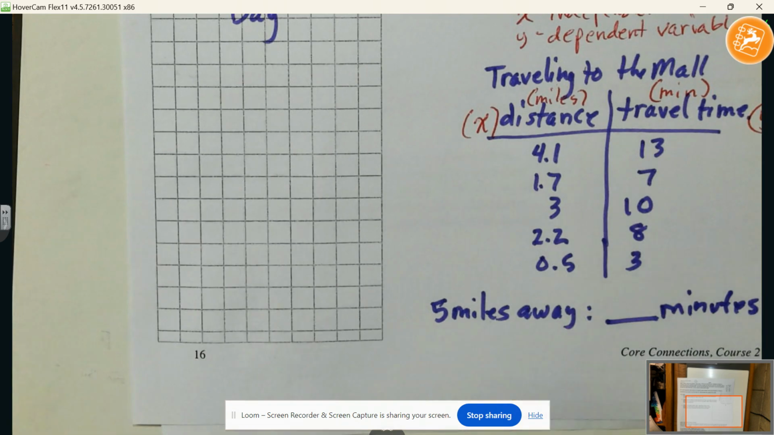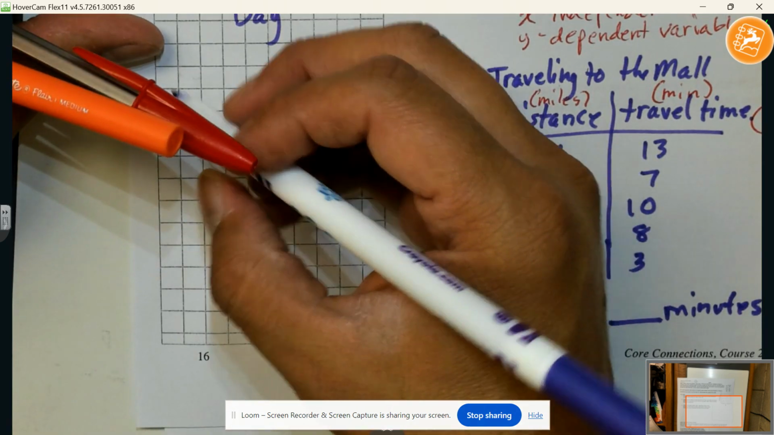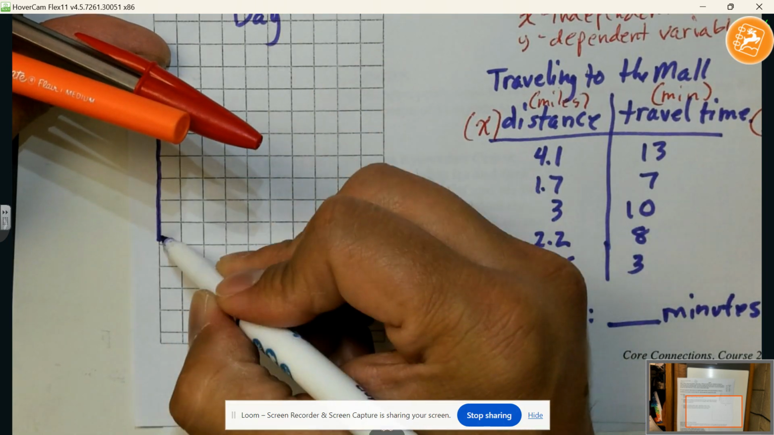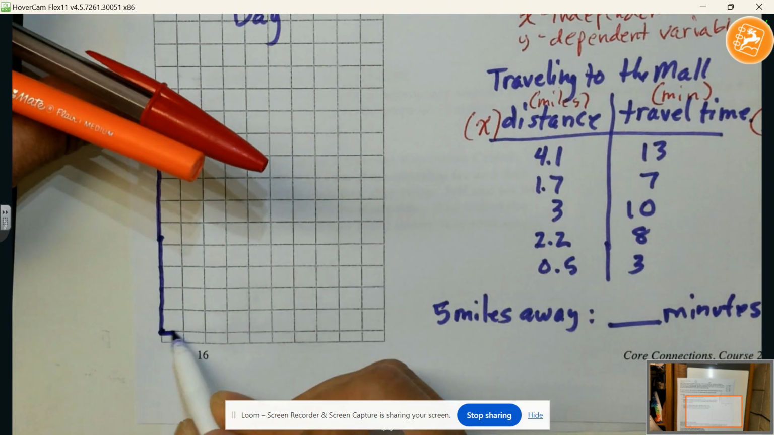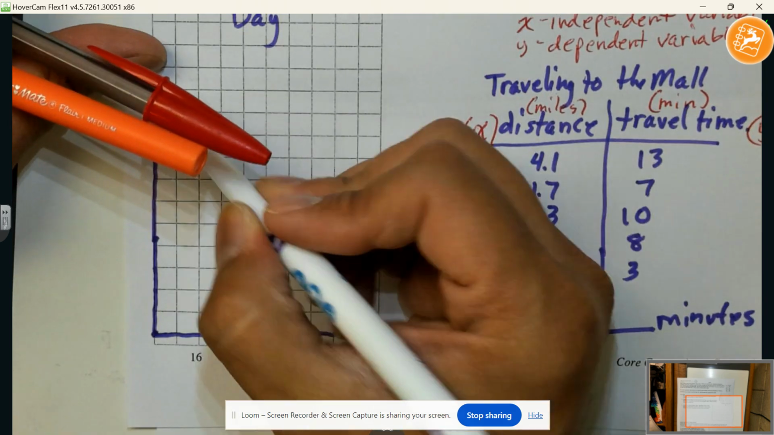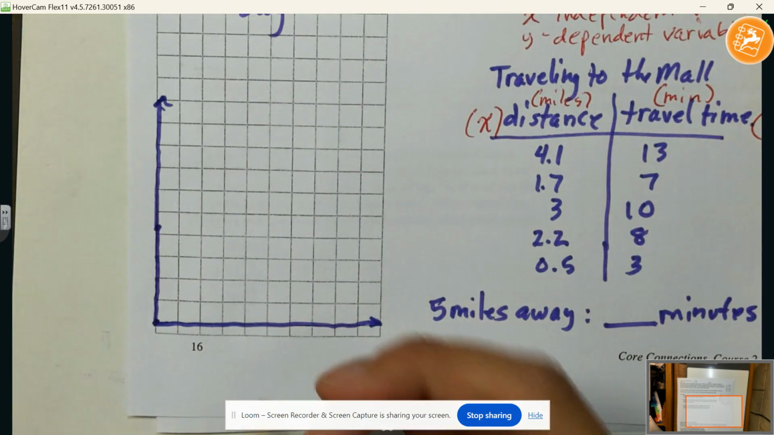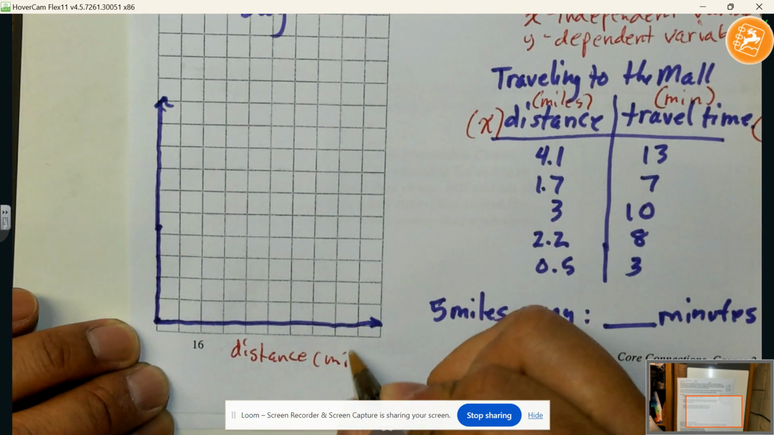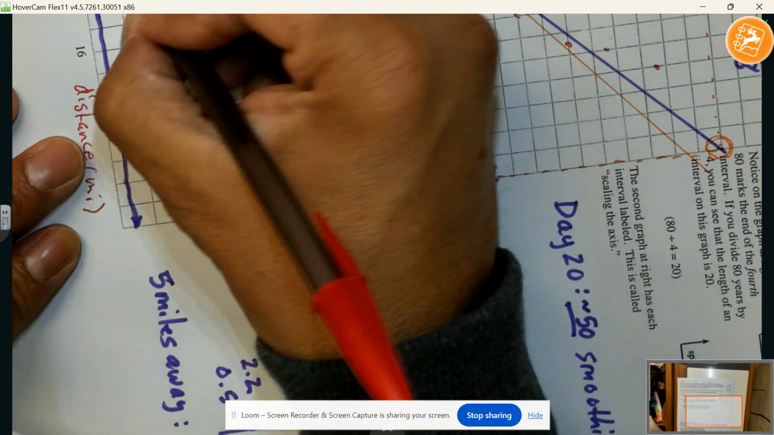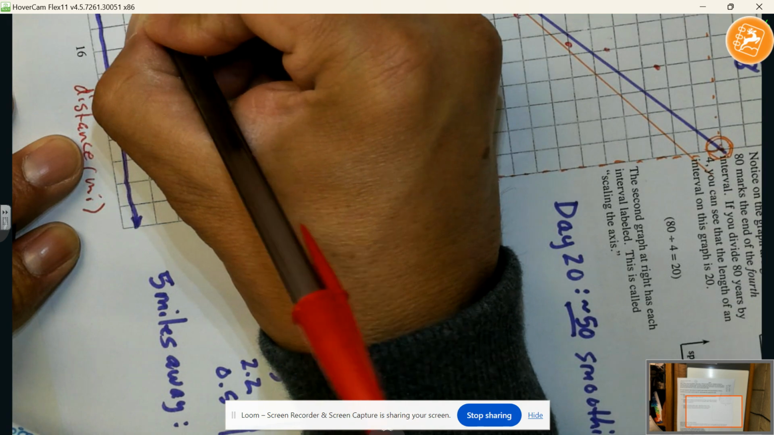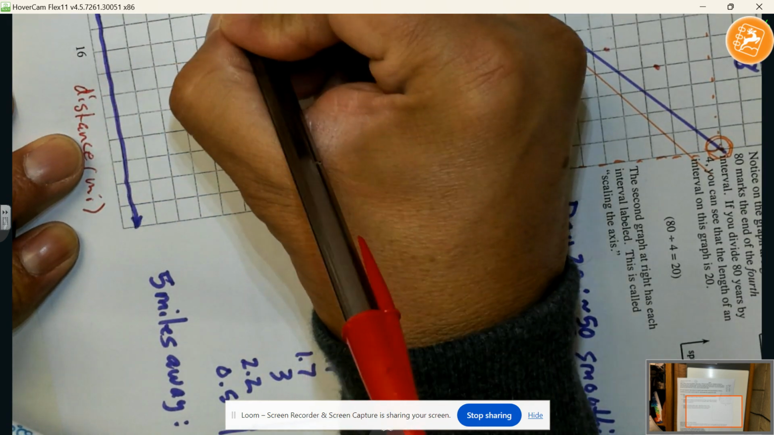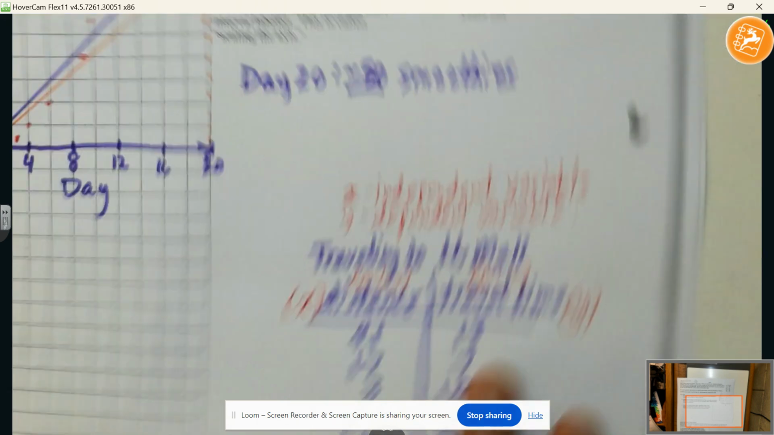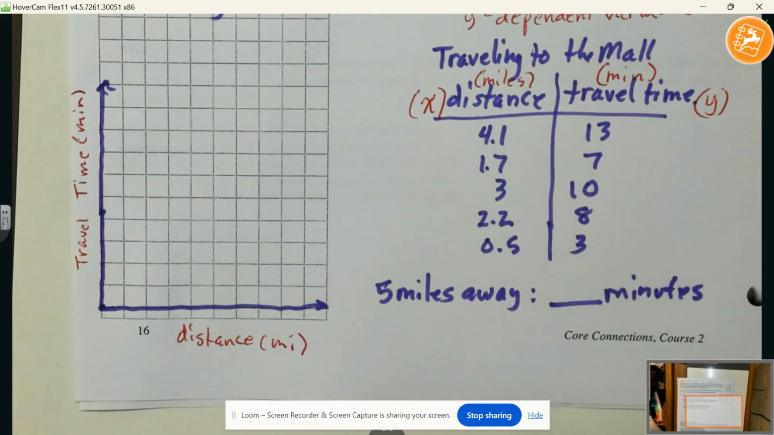Okay, so let's set up our data on this graph. 1, 2, 3, 4, 5, 6, 7, 8, 9, 10. Always label. This is distance in miles, and this is travel time, which is in minutes. Okay, so let's find an appropriate scale.